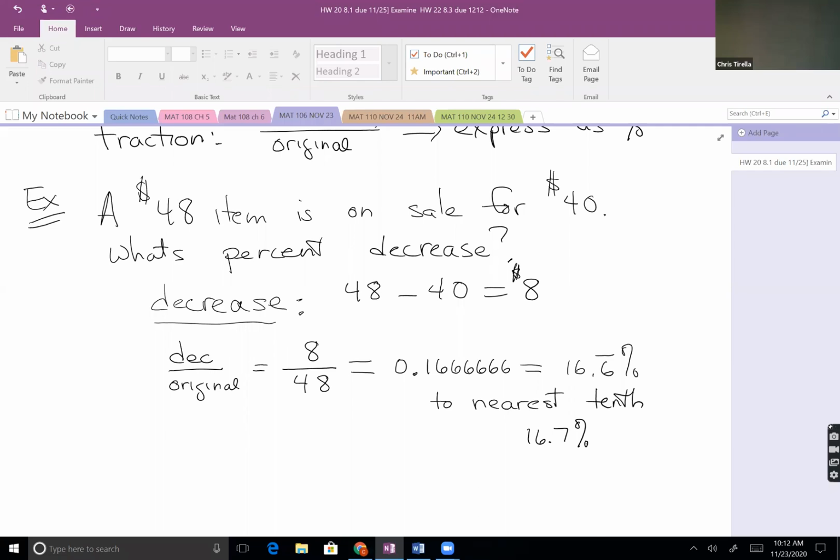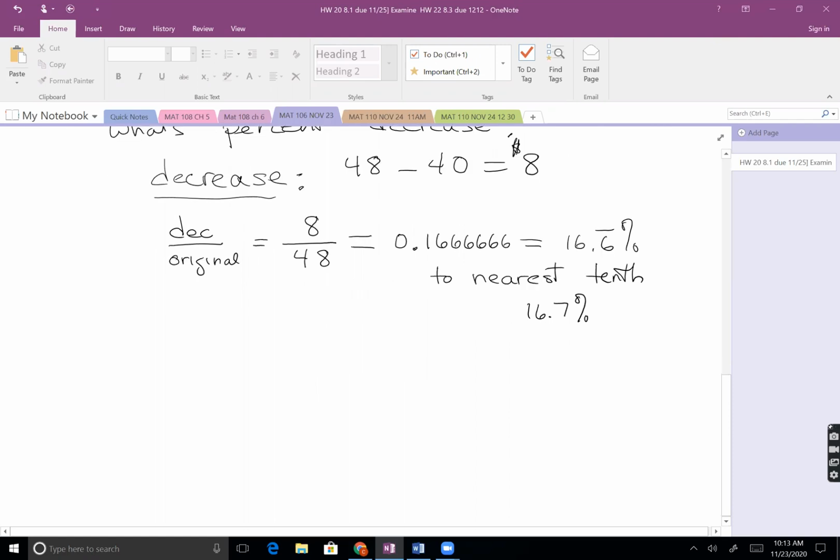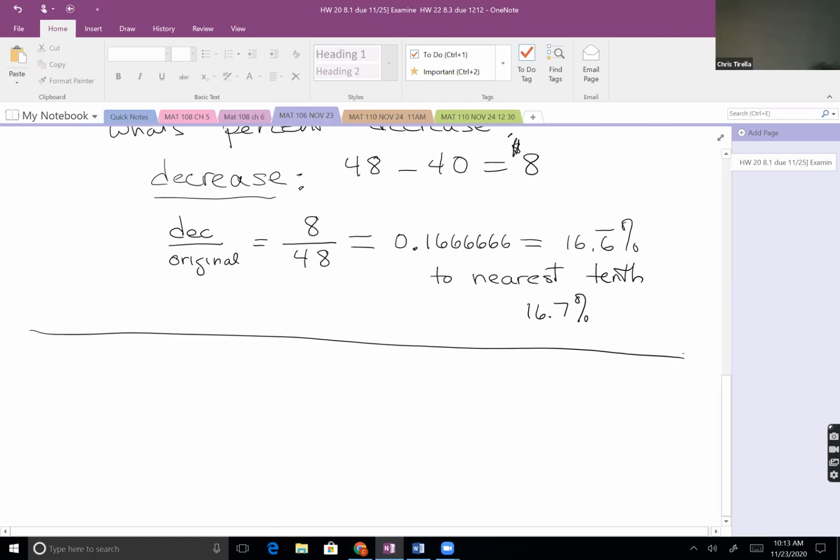It must be downstairs. So you're going to take your calculator, you're going to take 8 divided by 48. Or what if we just reduce that and get 1 over 6, and then take 1 divided by 6 in the calculator and move the decimal two spots, right? Yep, that's it. Okay, thank you. All right. That's a percent decrease.